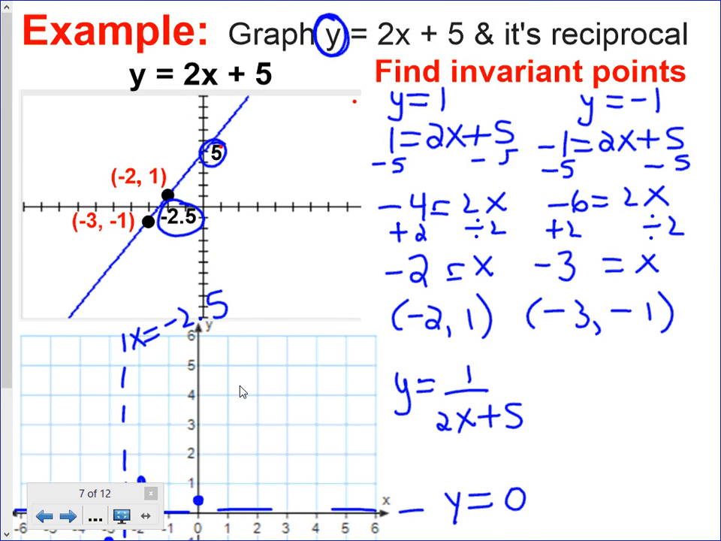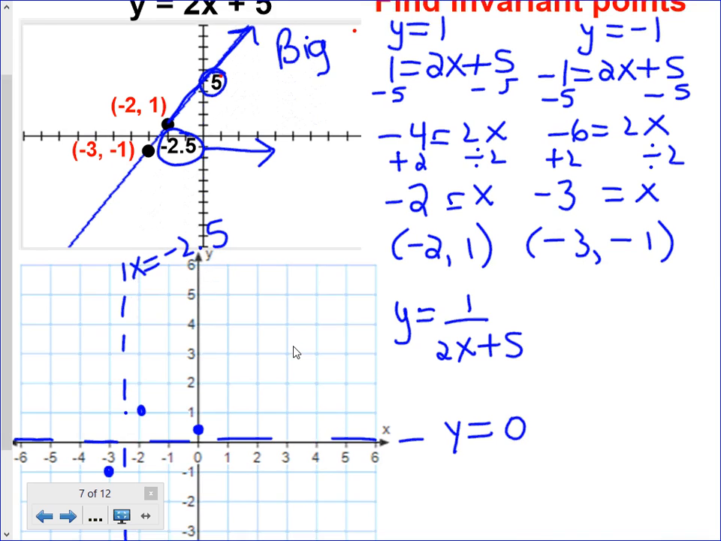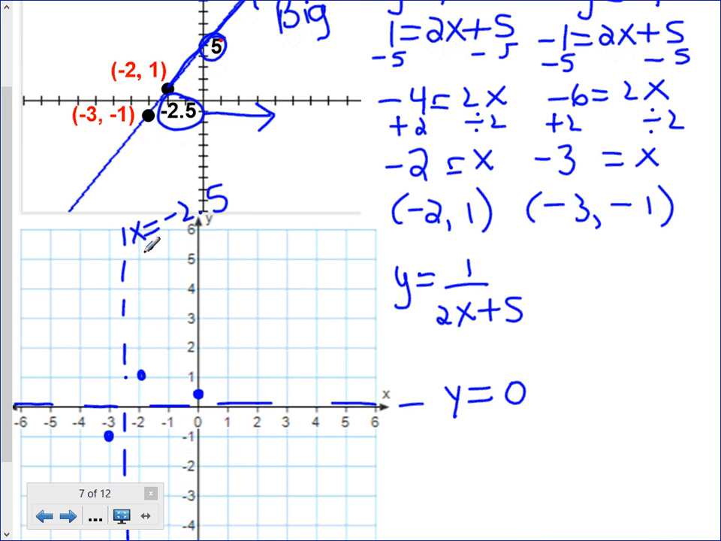So let's look up here and let's look at what happens to the right of the x-intercept. Notice to the right of the x-intercept, the y value starts to get big. So y becomes a big number. It goes from small to big. So when I take the reciprocal of a big number, 1 divided by a big number is a small number. So down here to the right of the asymptote, I know I'm going to start big and I'm going to get small like that.